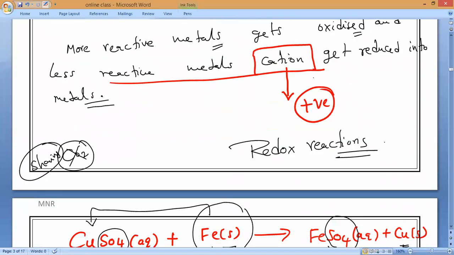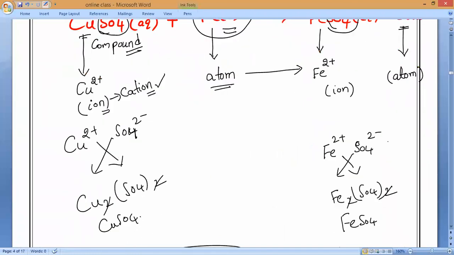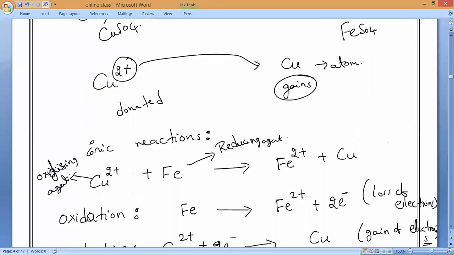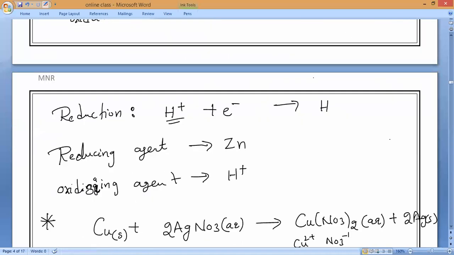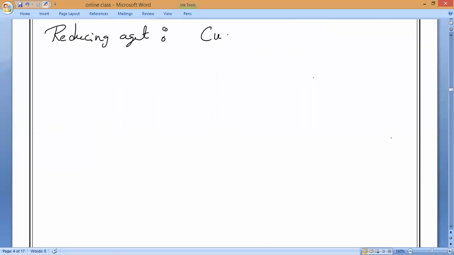So this is all about oxidation and reduction reactions based upon donating electrons and receiving electrons. I hope you understand very well. If you have any doubt, you can kindly ask me. If you understand this, then by tomorrow we'll wind this up.